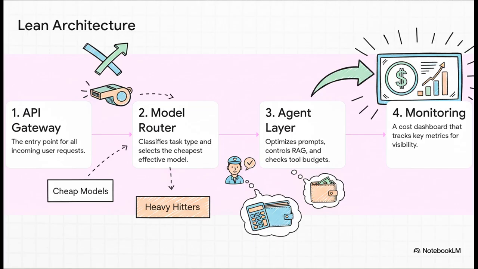A request comes in, and the router decides, is this easy? Okay, you go to the cheap model. Is this complex? All right, you go to the expensive one. Then the agent layer manages things like prompt optimization and tool usage. And watching over it all, a monitoring dashboard that gives you total visibility into your costs in real time.